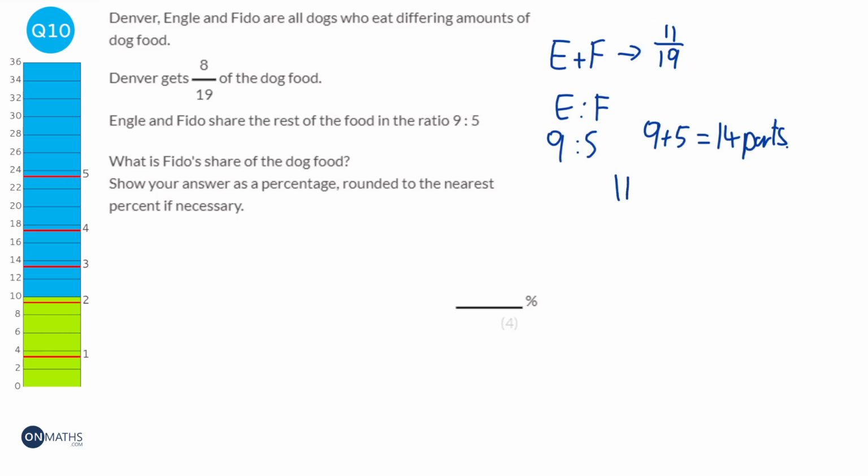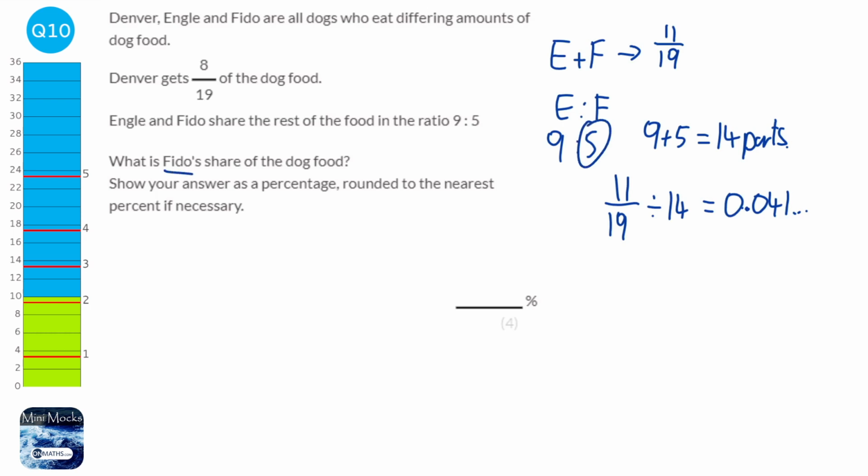So what I'm going to do is find out what fraction one of those parts is worth by dividing 11 over 19 by 14. So each part is worth, and I'm just going to keep this in my calculator, 0.041 and so on. We're asked to find Fido's share. Well, Fido has 5 parts, each of them worth 0.041 and so on.